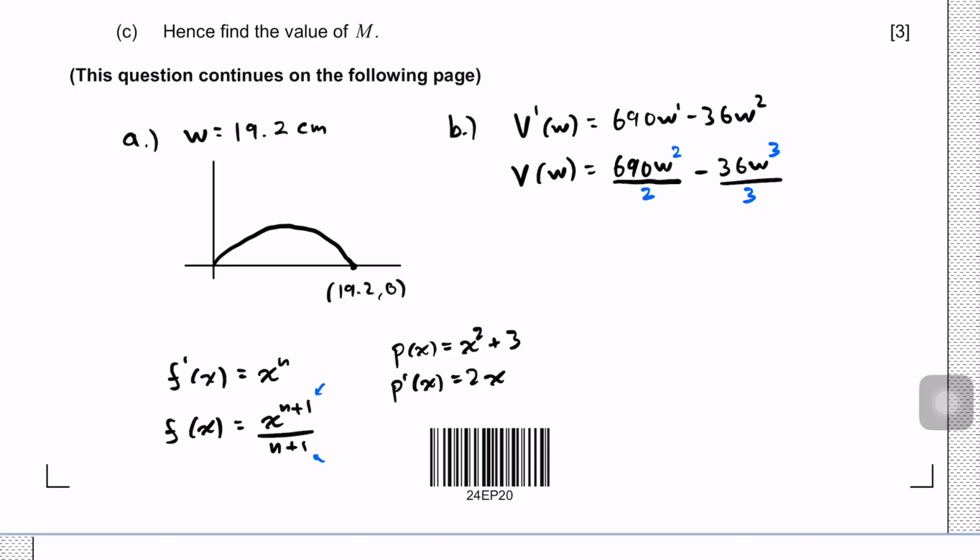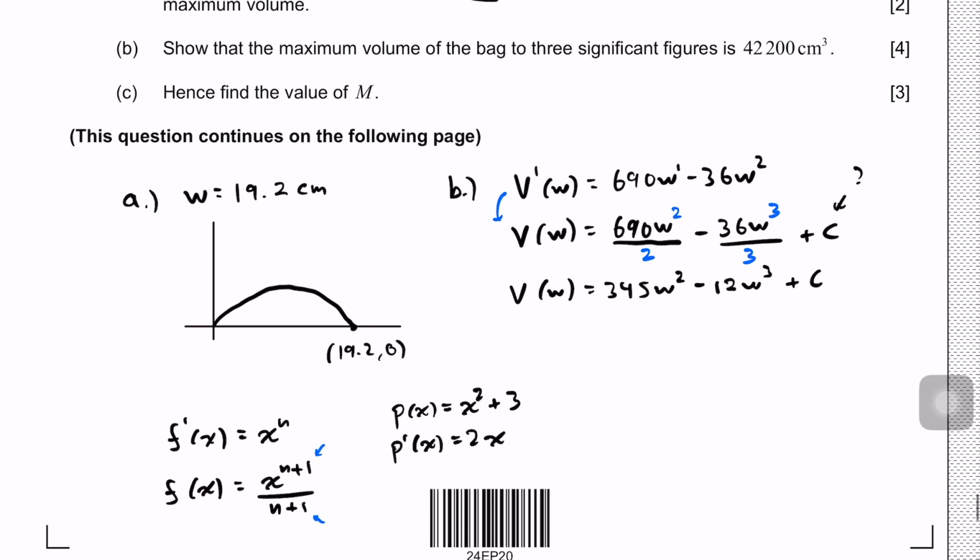So when we find the antiderivative, like we did here, we don't actually know if there was some constant. There could have been some kind of constant hanging out here. We don't know, so we actually need to find that out. Let's go ahead and clean this up, and then we'll worry about C. 690 divided by 2 is 345 W squared. 36 divided by 3 is 12 W cubed plus C. Okay.